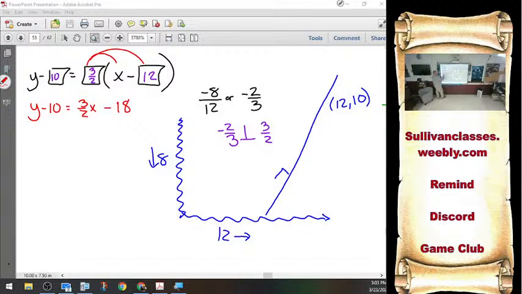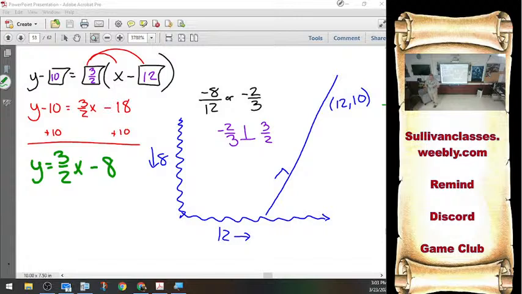Add 10 to both sides. And get 3/2 x minus 8. So the application problems of this are more, let's use math to describe a situation. And honestly, that's all math is. It's a language. Math is a language with a grammar structure to describe physical spaces and abstract ideas.